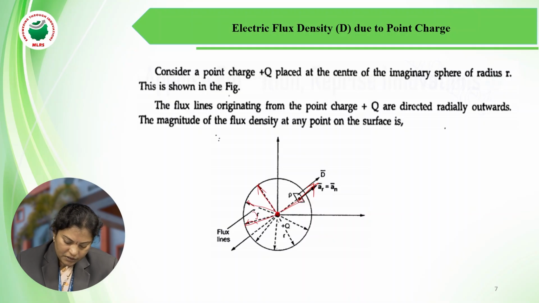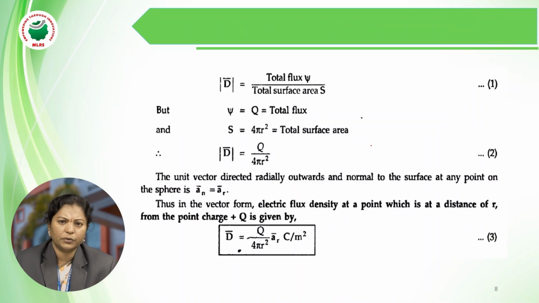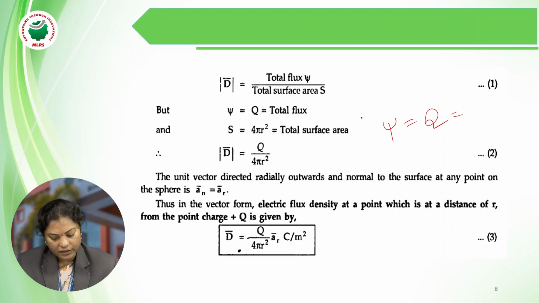The radius of this sphere is r. Here we need to calculate the flux density at any point on the surface, which is denoted by D. So D equals total flux by total surface area. Here I am considering the flux as the charge. The surface area is the total surface area of the sphere, so S equals 4 pi r square, as we know that the sphere surface area is 4 pi r square.